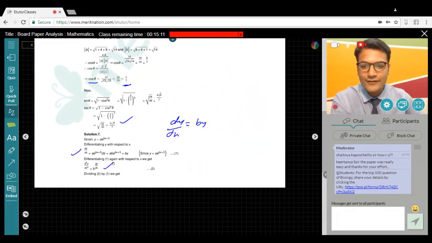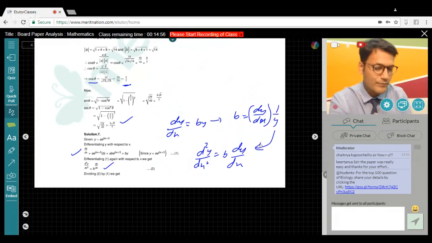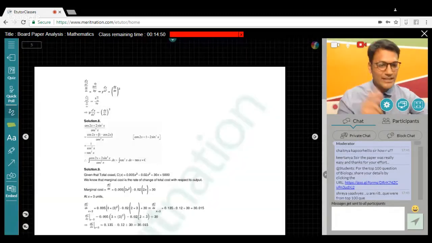And in the second differentiation, you're going to get d square y by dx square, which is being written over here, b dy over dx. So now you just need to replace the value of b over here. B is dy over dx times 1 by y. As soon as you replace it, you will be able to prove it. So it was again a simple, direct question of replacement. You just need to know that because there are 2 constants, you need to differentiate it twice.